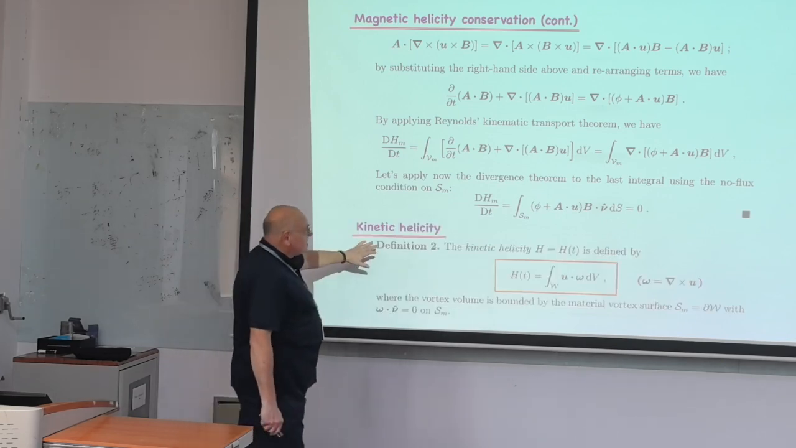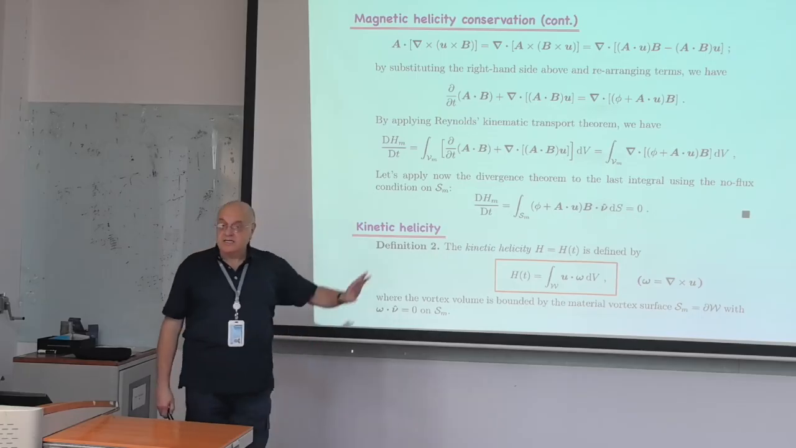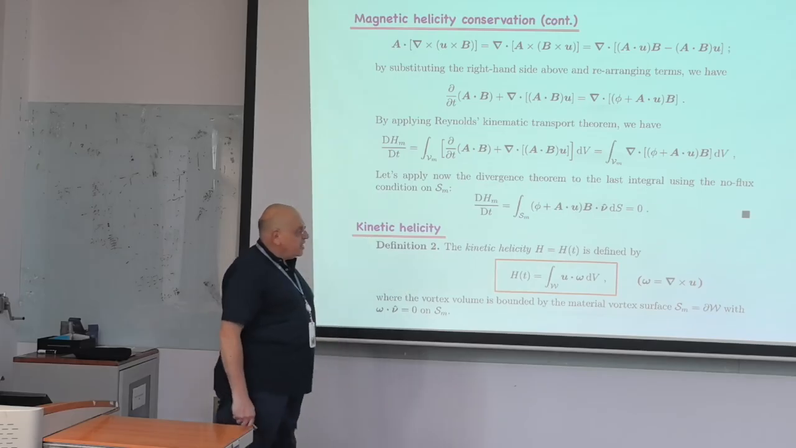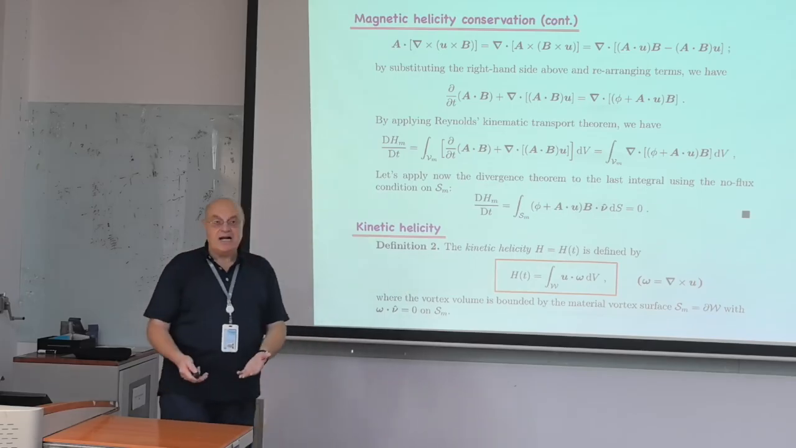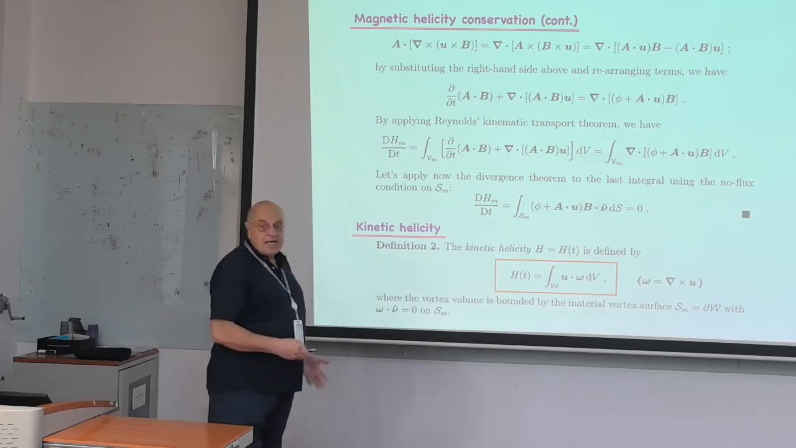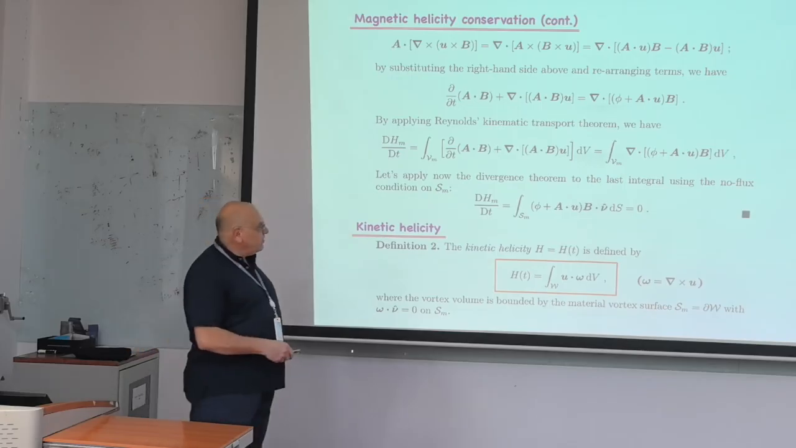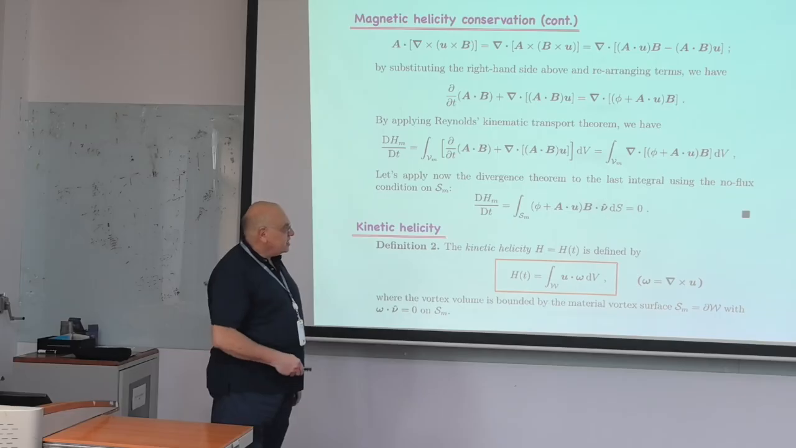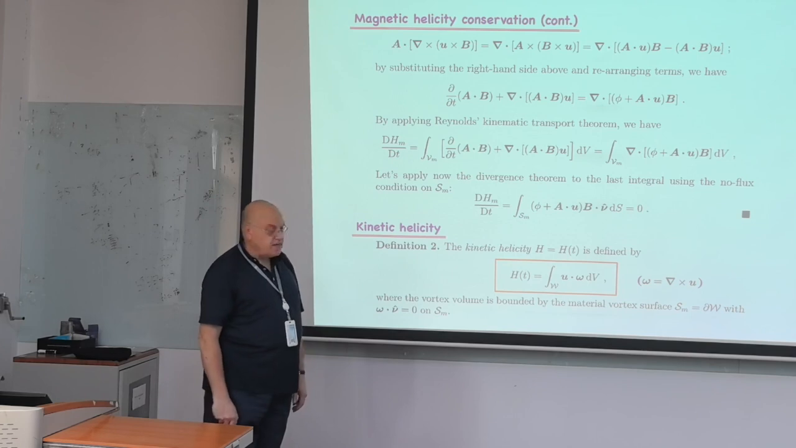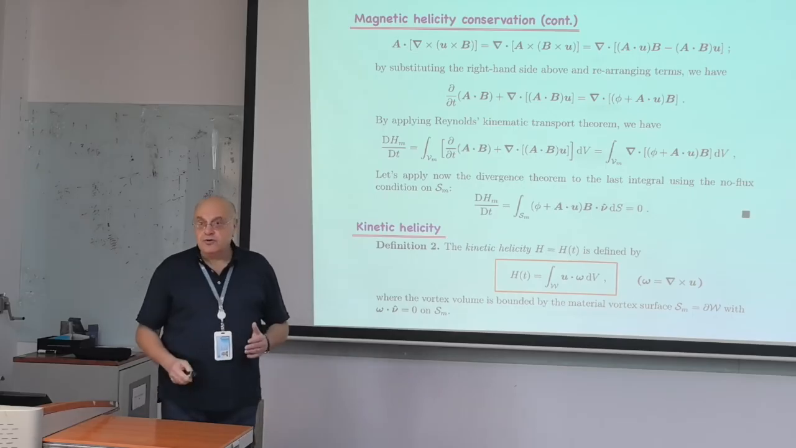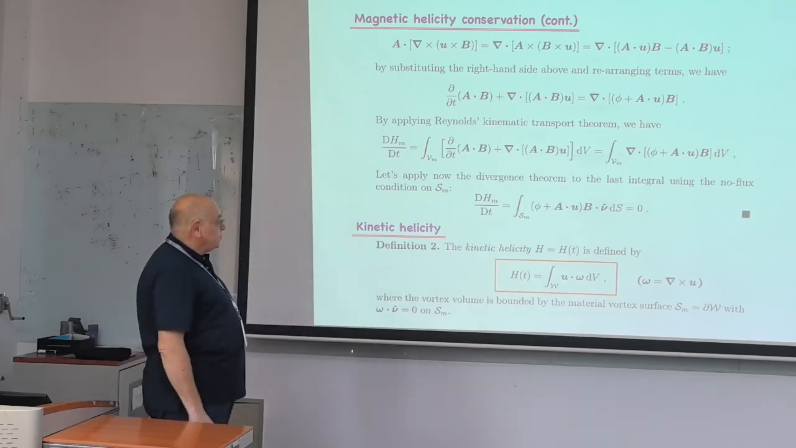More or less at the same time in France, Moreau studied the Euler equation. And you see the kinetic helicity is written basically in the same way. We have a field and then the curl of the field projected together. Vorticity, omega, is defined as the curl of the velocity field. And again, we use no flux of vorticity through the boundary of this volume.